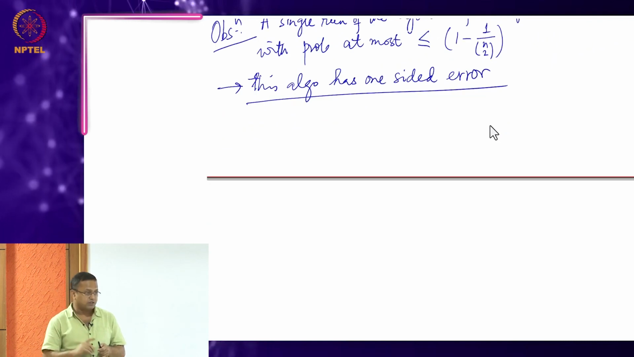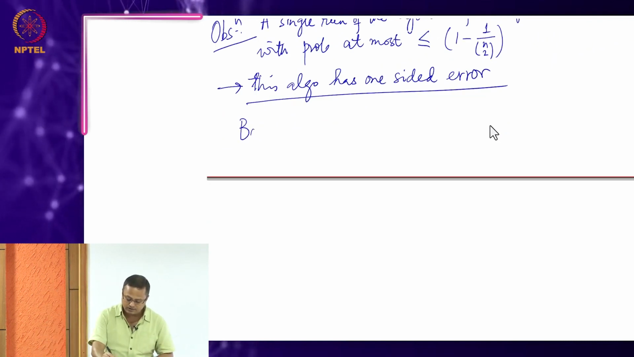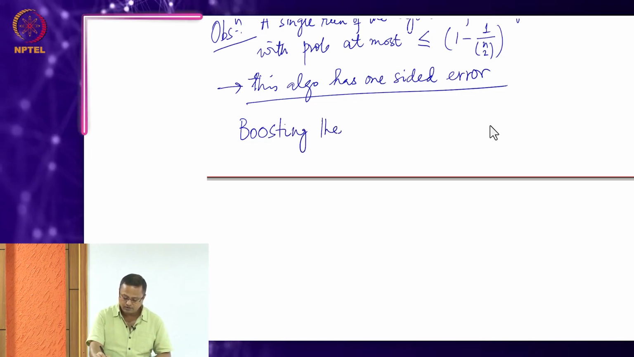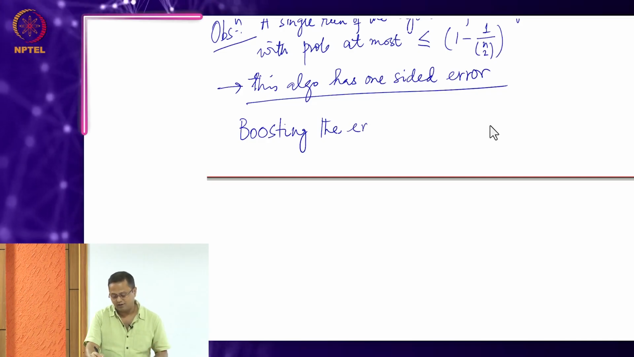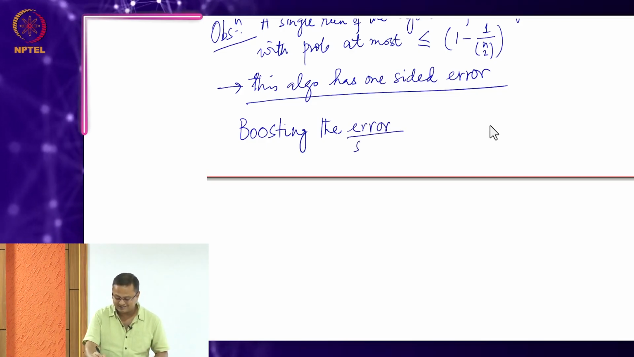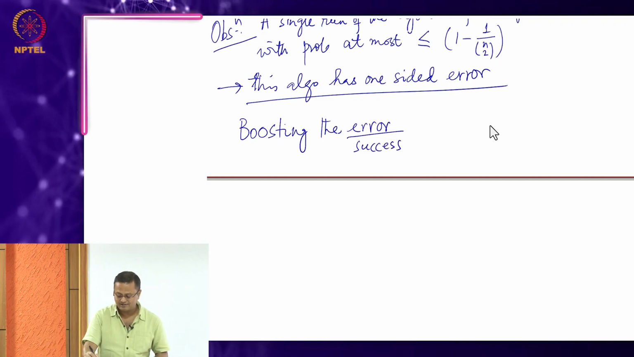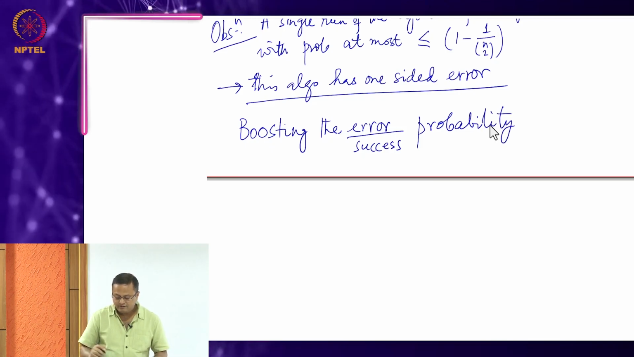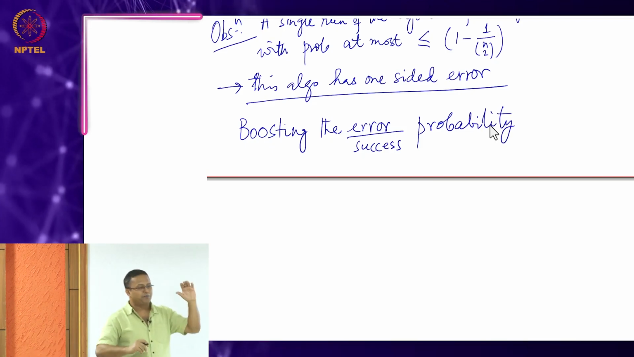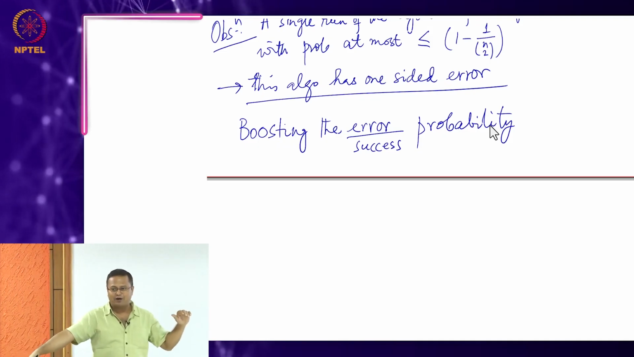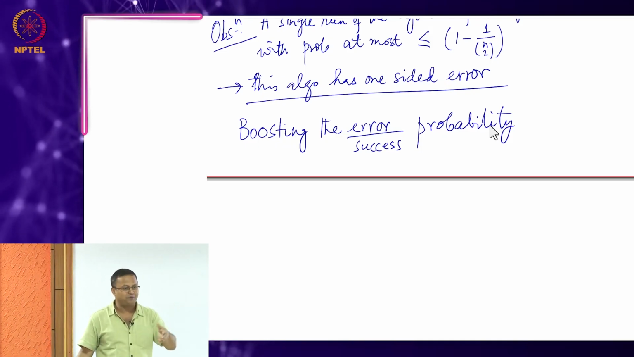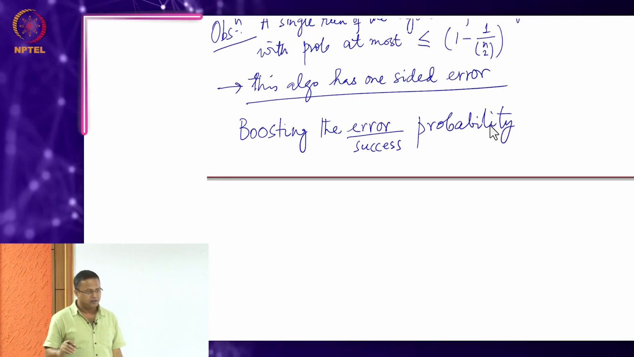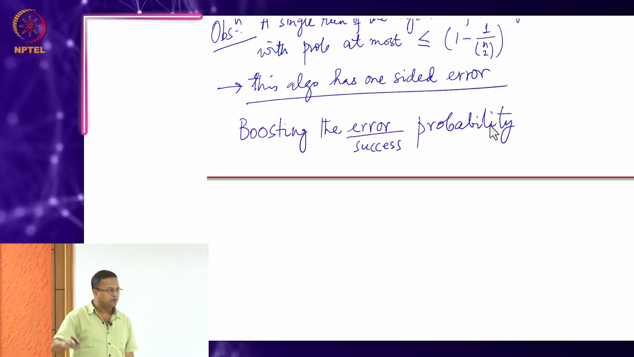So for algorithms that have a one-sided error, you can do this. This is known as boosting the error, or the success, probability. If I say boosting the error probability, it means pushing the error probability down, and boosting the success probability means pushing that up. So in here, boosting the error probability meant that I wanted to keep it down.